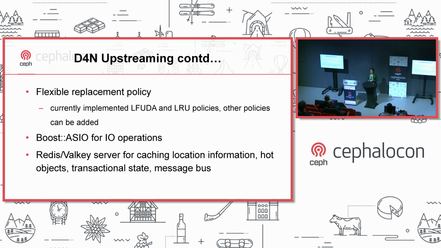And apart from that, we have the filter driver. The filter driver is a layer between the RGW ops layer and the backend store, which is responsible for intercepting any incoming S3 request and then looking it up in the cache and serving data accordingly. Like other parts of RGW, the cache also uses Boost Asio for its I/O operations. And like I said before, we are using the Redis server for caching all the global state, the location information of the objects, etc.